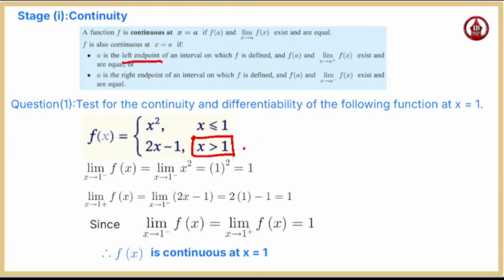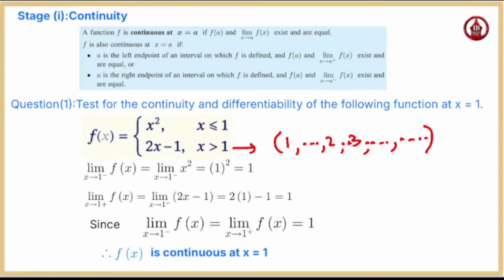What is the meaning of left end point? This interval starts with 1 and then there may be many values, 2 and 3 and so on, because it is a real number. Now, at which point are we going to test? At this point. And which is this point? This point is the left end point, so it is required in the definition. It is the left hand point for 1 plus.